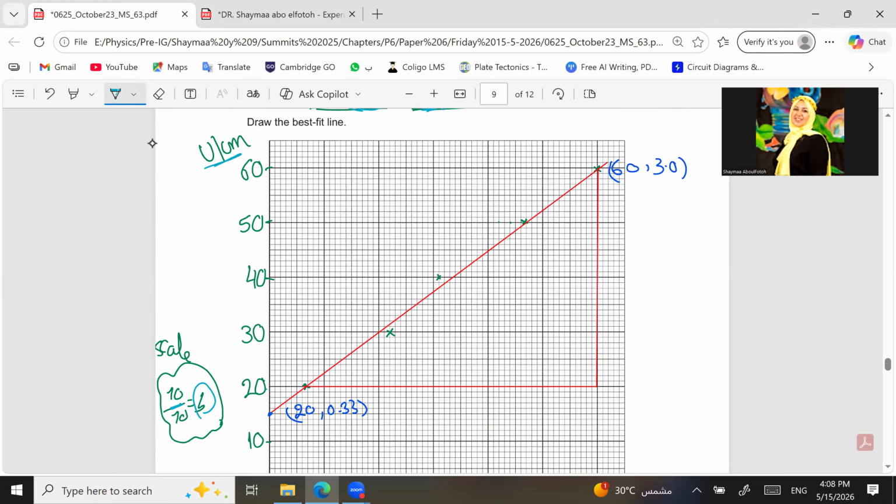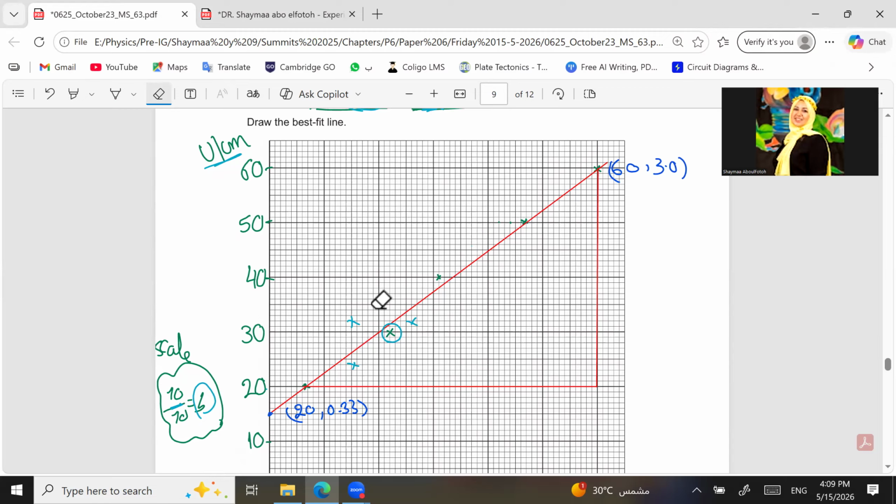For the line of best fit, as I said before, the line goes through most of the points, but you have to check the points which are away from the line. As much as you can, make the points at the two sides equal. For example, if I have one above the line, I have one under the line. If I have two above, I have two under. If I have three above the line, I have three at the bottom of the line. It should be as equal as we can.